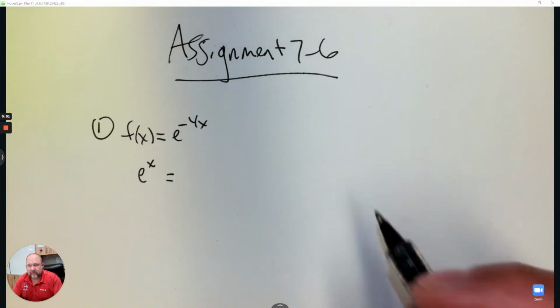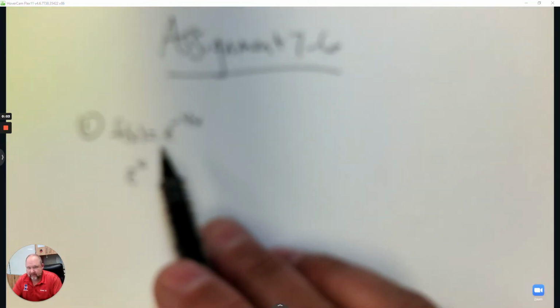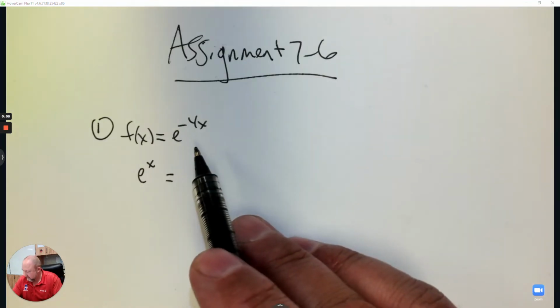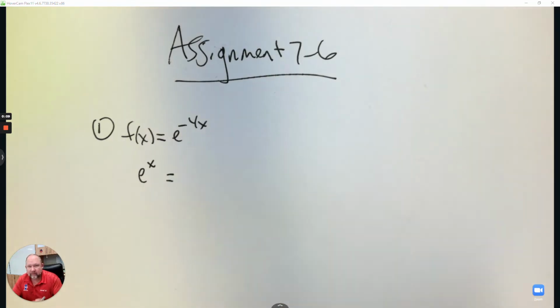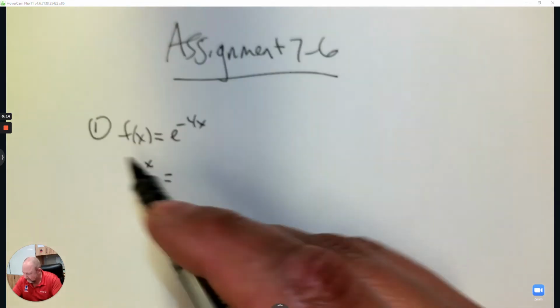All right, assignment 7.6. You're given f of x equals e to the negative 4x, and you're asked to give a series that represents it. So we have 4 series we have to have memorized. Which one does this connect to? Obviously e to the x, and then we write it down.